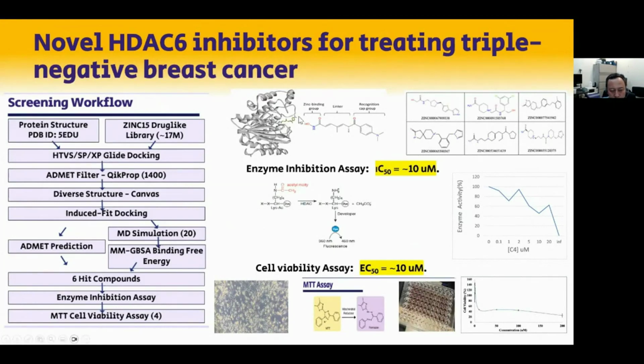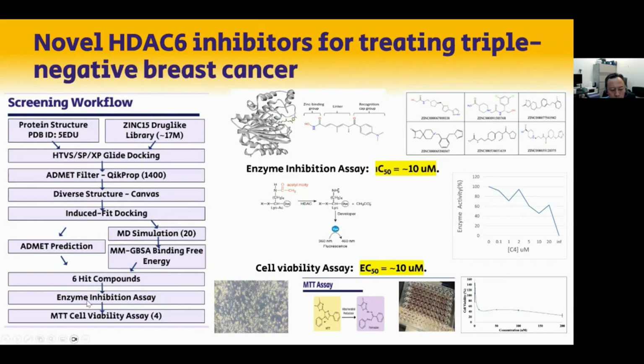Okay, so we have this structure, we have this active site, and we simply dock 70 million compounds to this site and do our virtual screening, virtual flow, which I have explained. But I added one more step of filtering by drug properties, and we do induced fit docking, which is more accurate than rigid body docking. Then we do molecular dynamics simulation to check stability and to calculate the binding free energy. And with that, we picked 6 compounds.